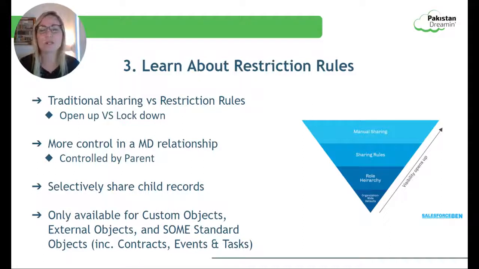And here's a really good example of when you might want to do something like this. Let's say that we are using accounts and we have account teams. So we have multiple sales users with access to an account. And by default, they all have access to each other's activities like tasks. Now, perhaps you don't want them to be able to see each other's tasks. This is where something like restriction rules would come in, because it would allow you to selectively share task records, even if someone has access to the parent account.